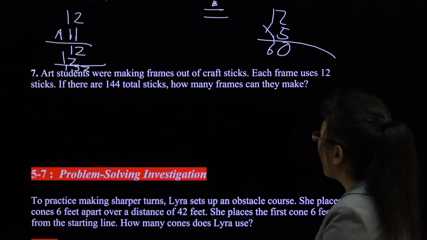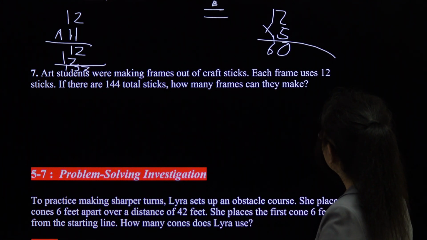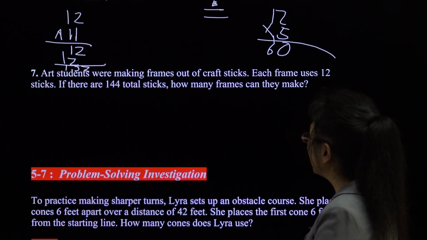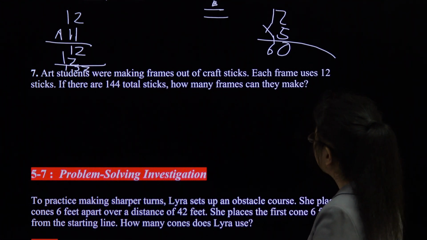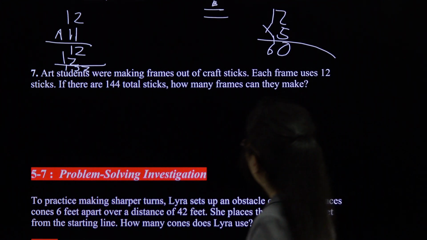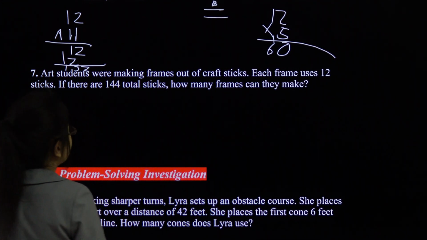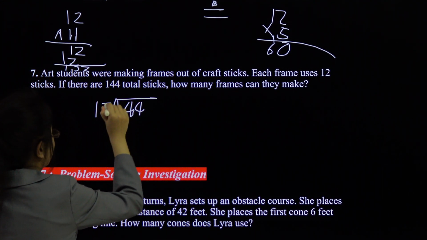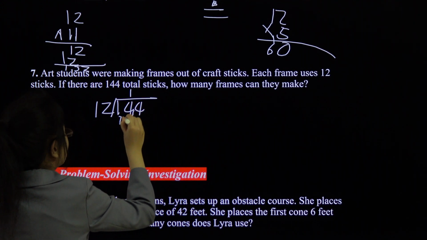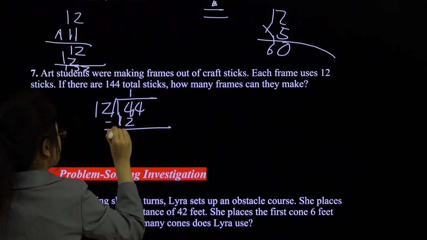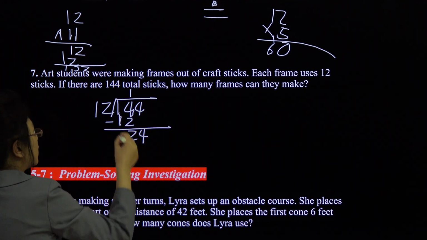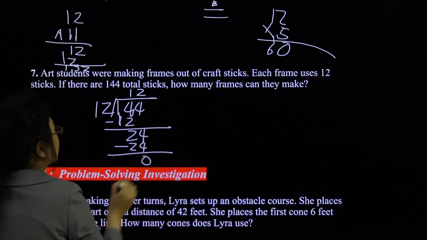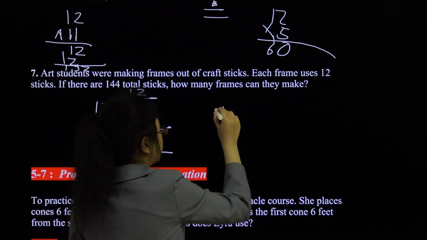Question number 7. Art students were making frames out of craft sticks. Each frame uses 12 sticks. If there are 144 total sticks, how many frames can they make? 144 divided by 12. I already know the answer, but you do the vertical division, you get this. 2 12s fit into 24. And then you end up with, they can make 12 frames.